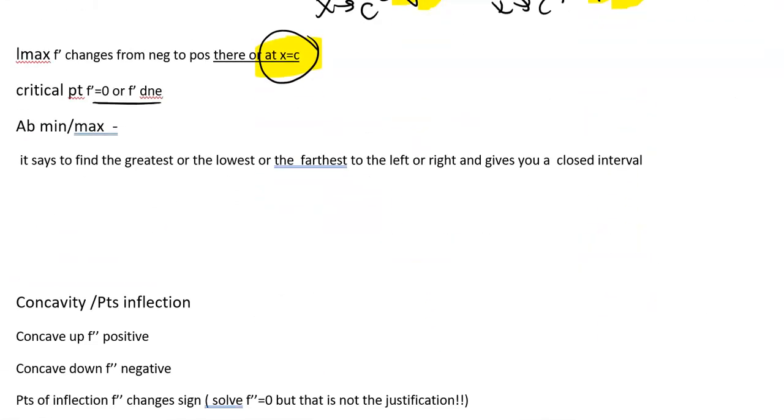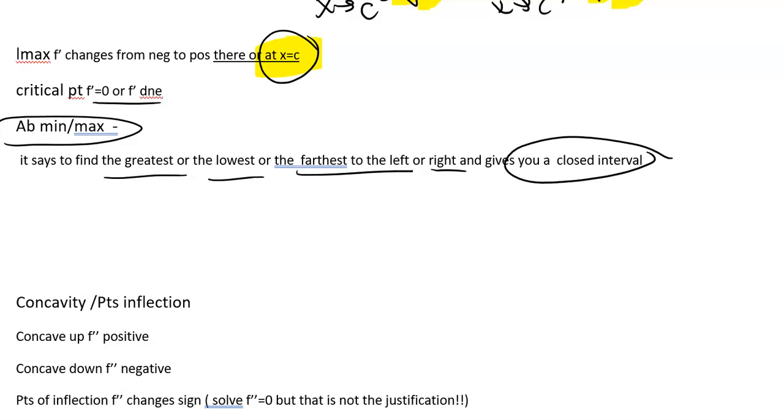A critical point is where the derivative is 0 or doesn't exist. Absolute min and max, they will not say that specifically. They will say find the greatest or the lowest or farthest to the left or to the right. And the clue is you get a closed interval of some sort, okay? So what do you do to find the absolute min and max on a closed interval? It's called the closed interval test.